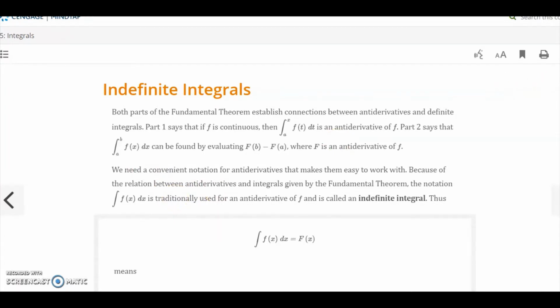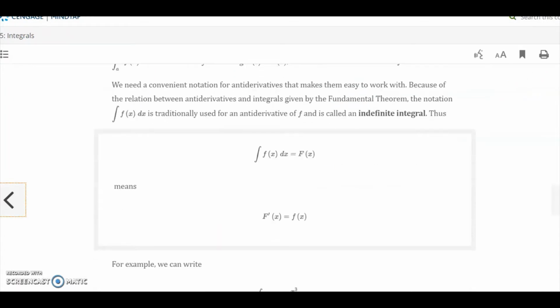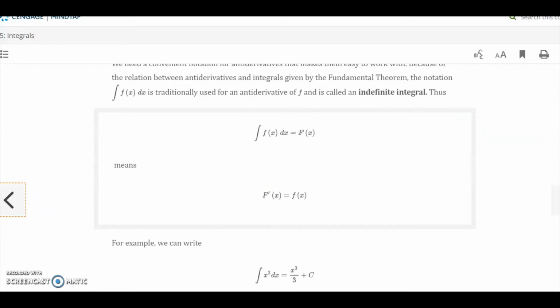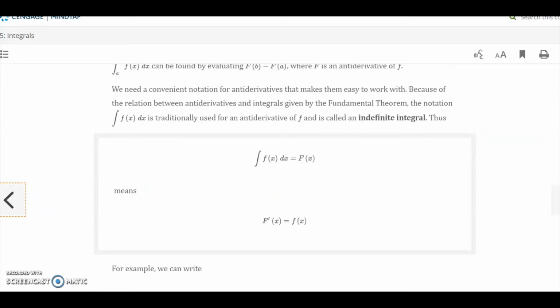Looking at this section, it's nothing out of the ordinary. It's all stuff that you know how to do. You know how to find antiderivatives. It's just making sure that you have the notation correct and you're using plus c every single time. So we have this definition here.